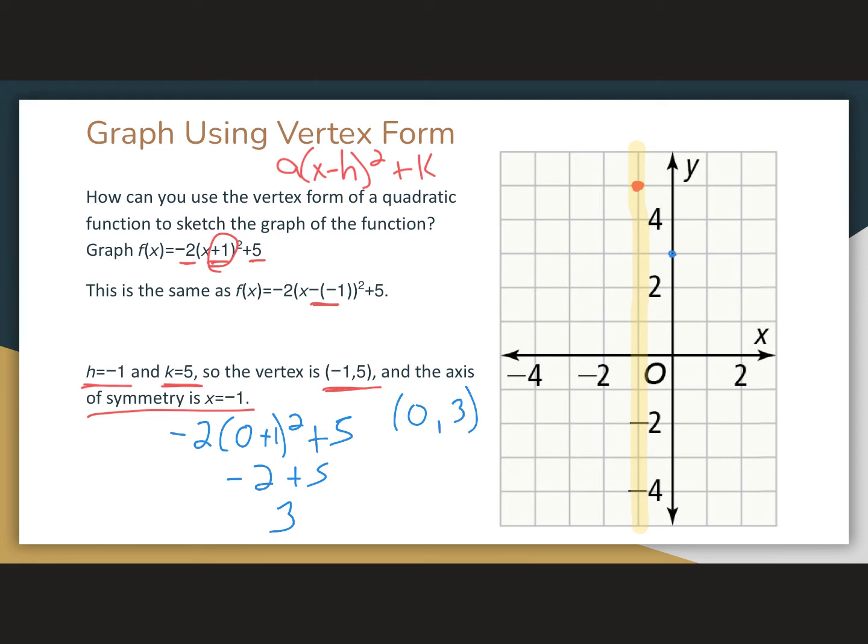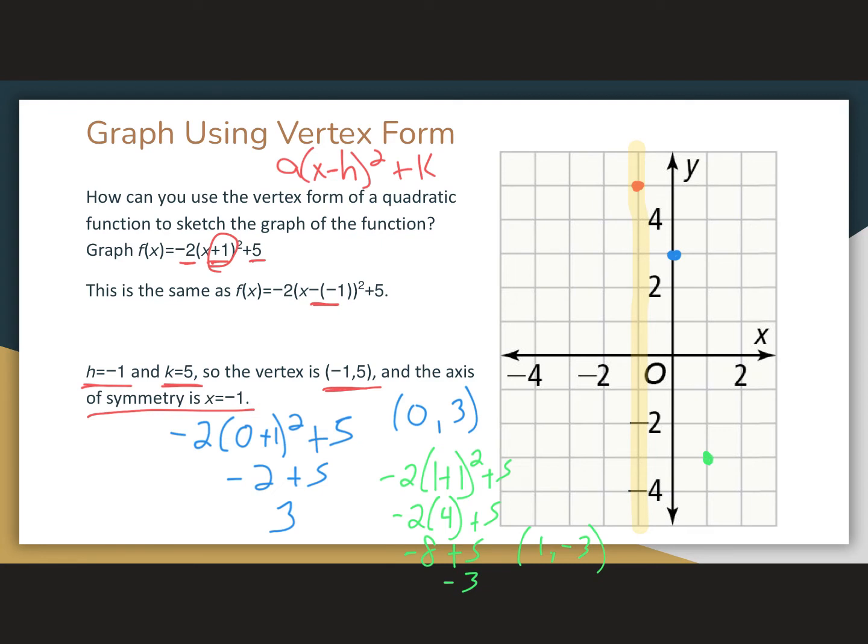So I'm going to place that point. And I'm going to do one more. What if x is 1? So I have negative 2 times 1 plus 1 squared plus 5. 1 plus 1 is 2, squared is 4. So I have negative 2 times 4 plus 5 gives me negative 8 plus 5, sorry, so it's negative 3. So my other point is (1, -3). So I can put that point at (1, -3).